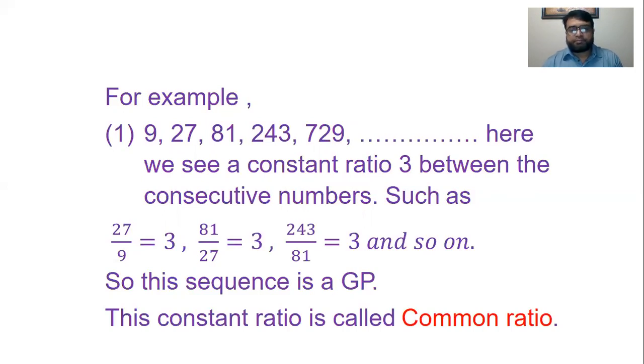And so on. If we divide every post term by its preceding term, the result is always 3. So that means this sequence is a GP because the result is always the same. I mean the common ratio. The constant ratio we can name as a common ratio because it is happening every time. So it's a common incidence. That's why this ratio is called common ratio.